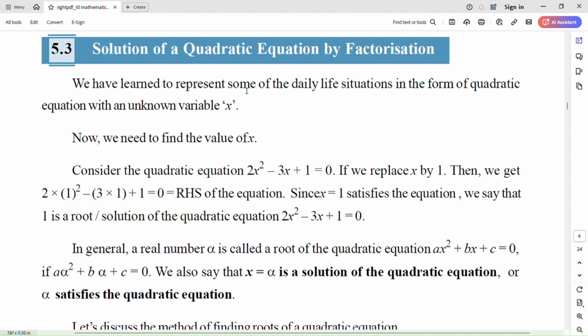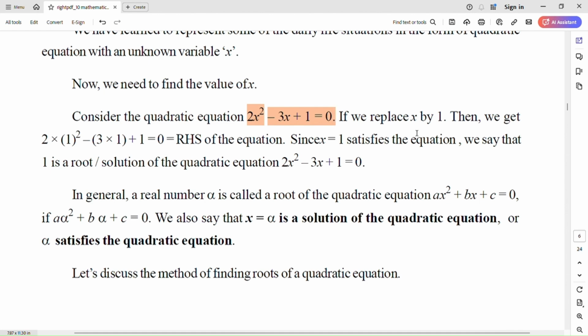We have learned to represent some daily life situations in the form of a quadratic equation with the unknown variable x or y or whatever you take. Now the question is how to find the solution of it. So consider the quadratic equation 2x square minus 3x plus 1 equal to 0. If you replace x by 1, then we get 0, right? Which means x equal to 1 satisfies this equation, so we will call 1 a root of this quadratic equation.